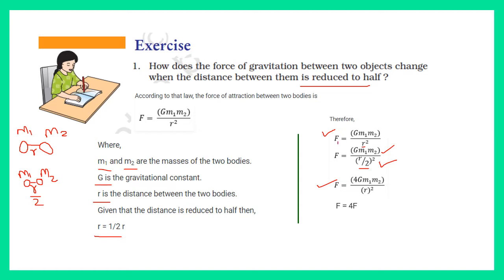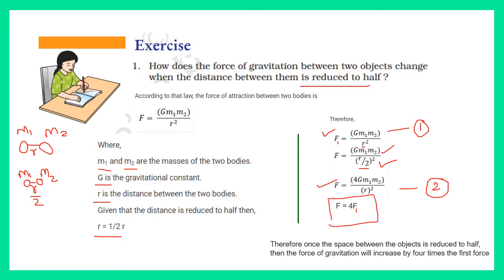This is F1, this is F1. If you compare equation number 1 and equation number 2, you can see that F is 4F1. So once the distance between the objects is reduced to half, the force of gravitation will increase by 4 times. Okay.